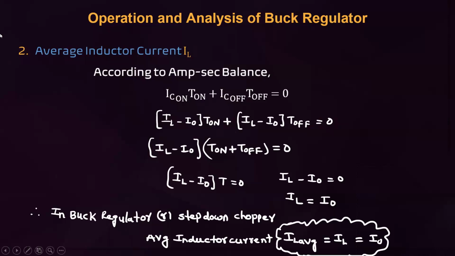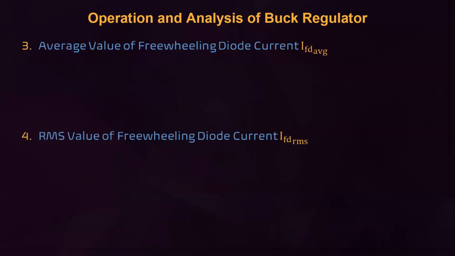This is the second formula you have to remember. But the third formula: in the first case, I gave average load voltage, average load current, and average inductor current that I use. That you have to concentrate on. Next, what is the average value of freewheeling diode current?